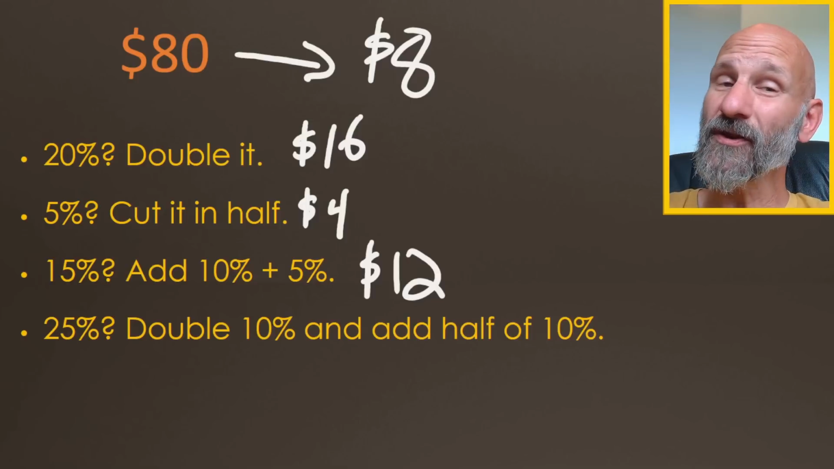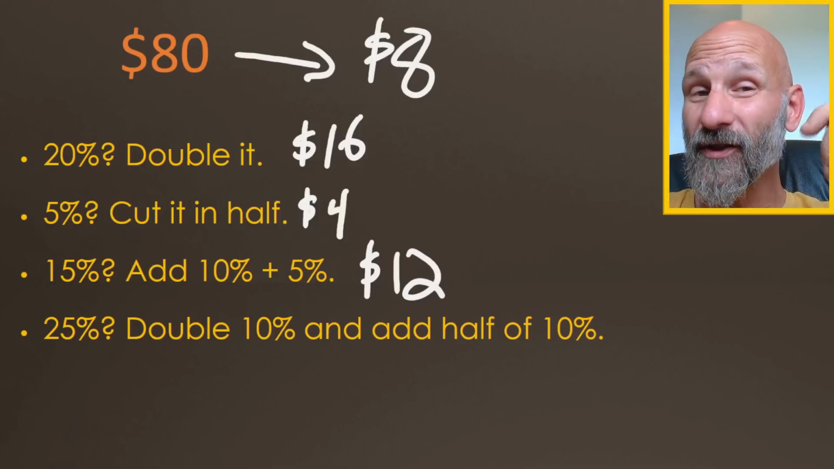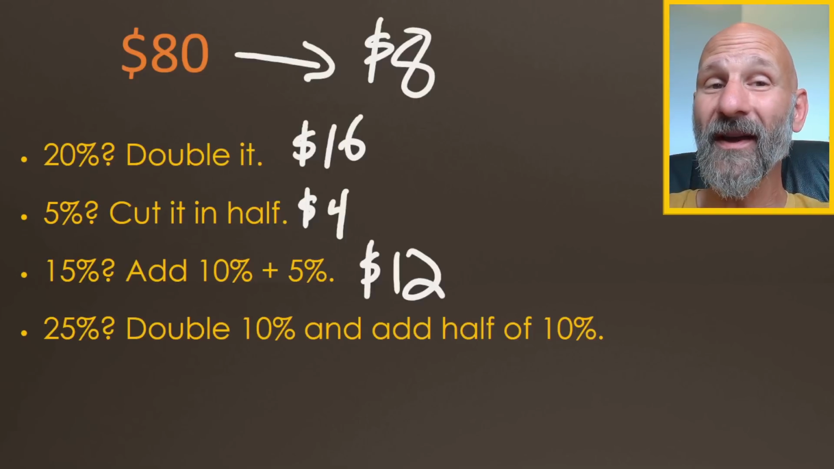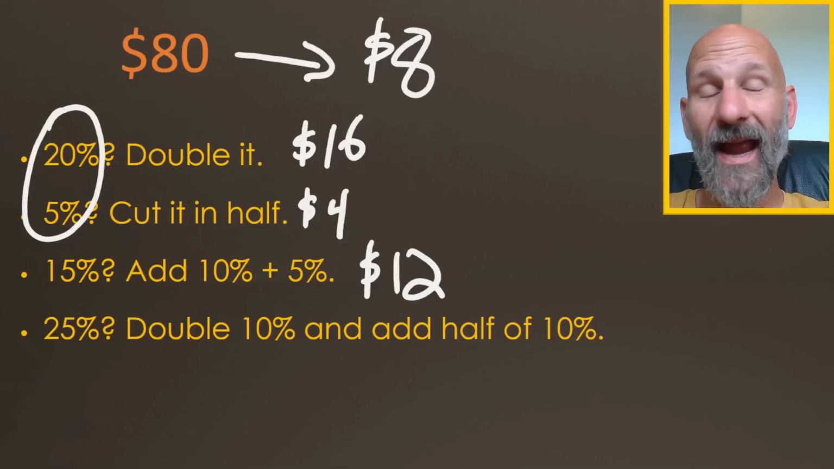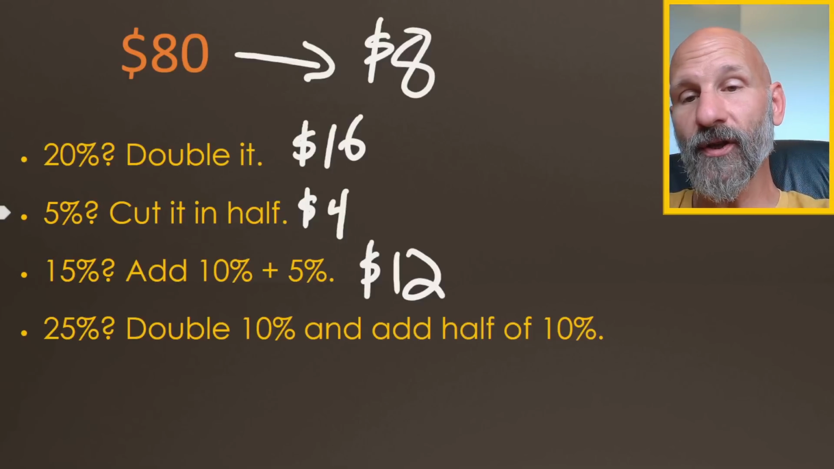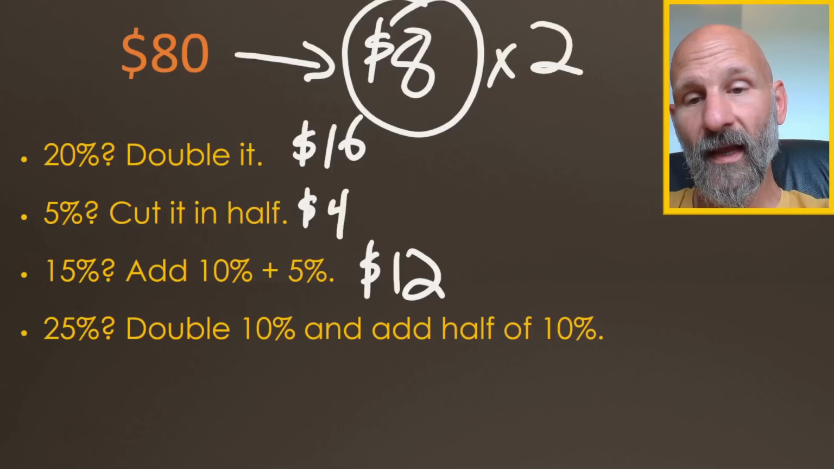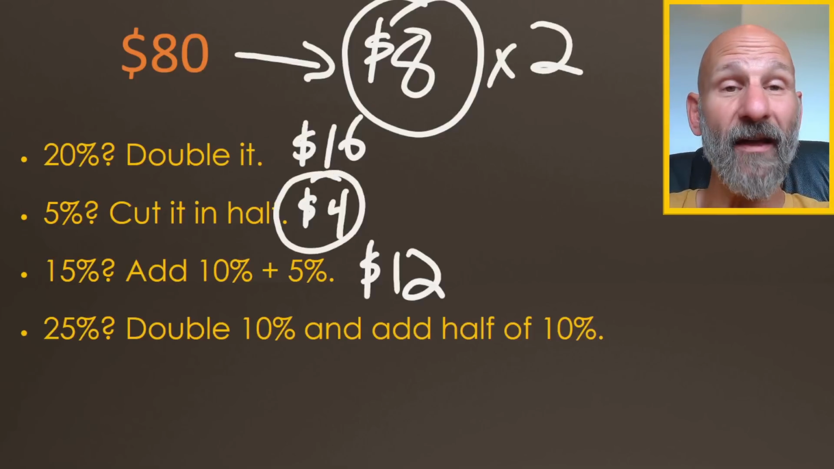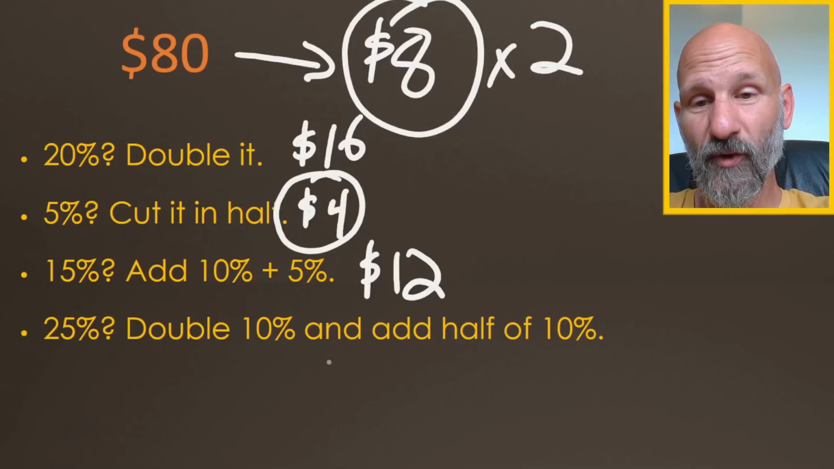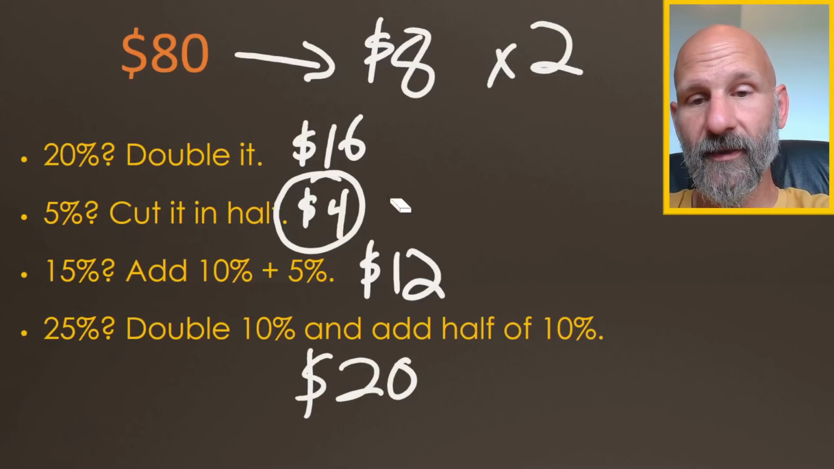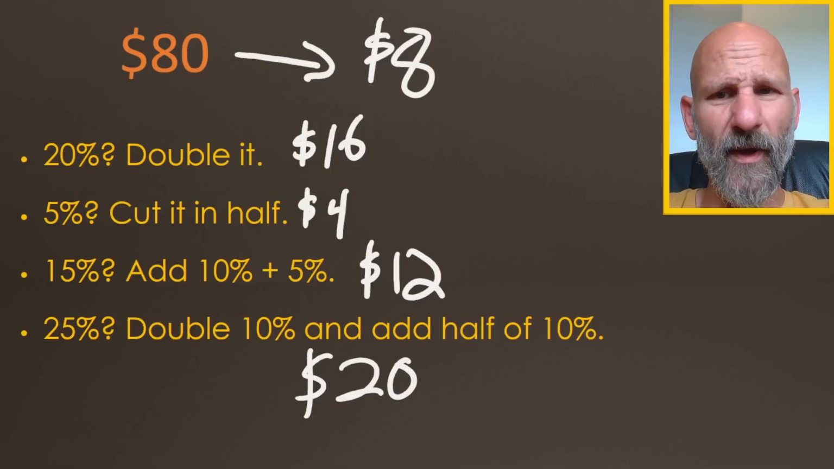Now for 25%, you can use the same trick. With any of these, there's more than one way of doing it, but we're only focused on the 10% trick. So for 25%, you can either do the 20 and the 5, or in your brain, you can do two 10s and the 5 to make the 25%. Either way, it's going to be 16 plus 4, or $20. And this is for the $80. So that's $20 there.